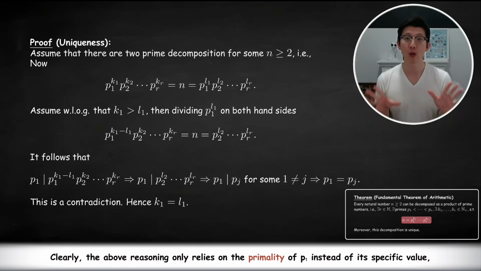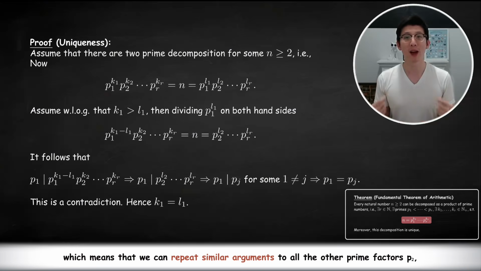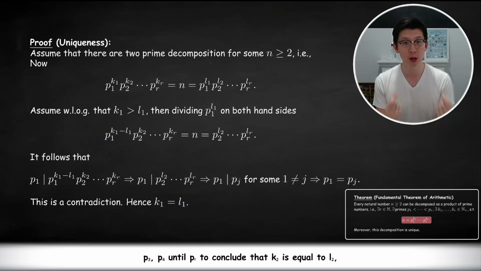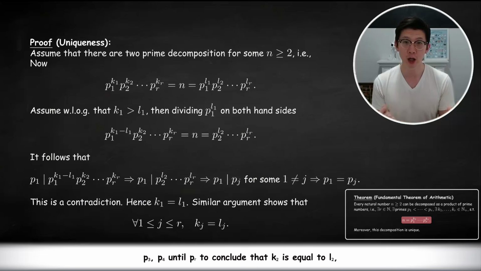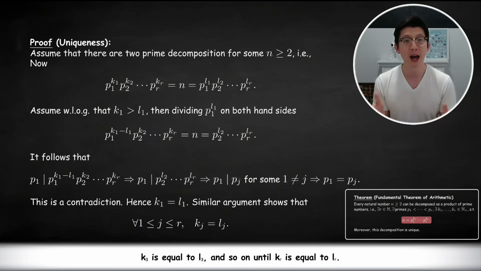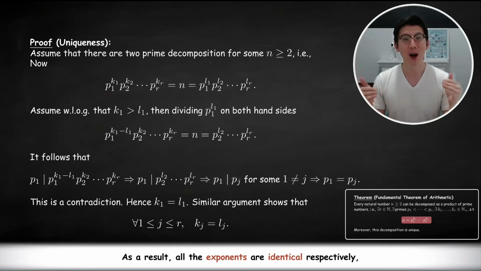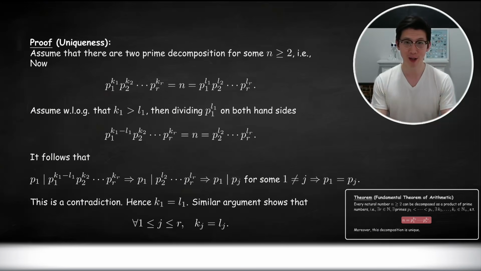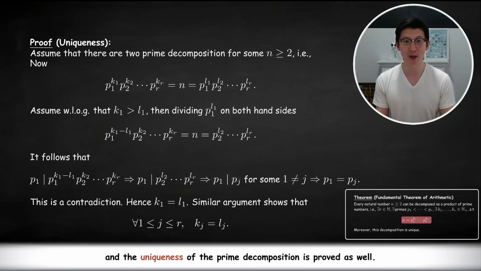Clearly, the above reasoning only relies on the primality of P1 instead of its specific value, which means that we can now repeat similar arguments to all the other prime factors P2, P3, P4 until Pr to conclude that K2 is equal to L2, K3 is equal to L3, and so on until Kr is equal to Lr. As a result, all the exponents are identical respectively, and the uniqueness of the prime decomposition is proved as well.